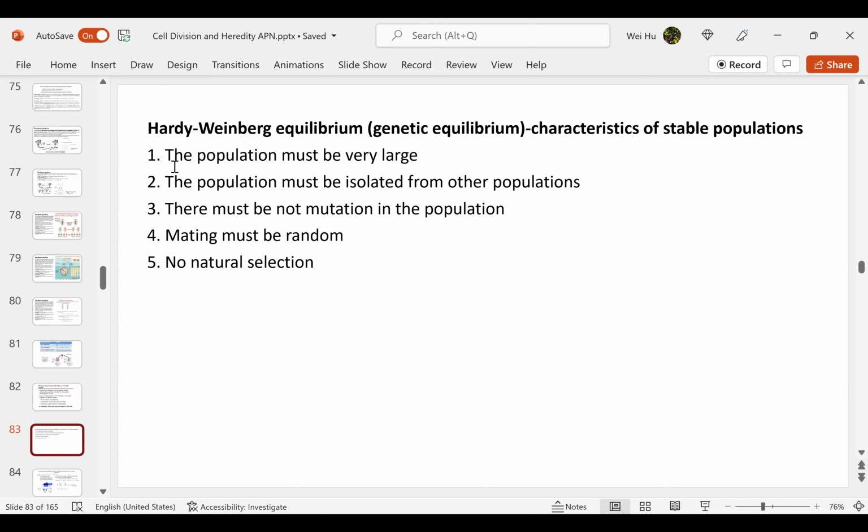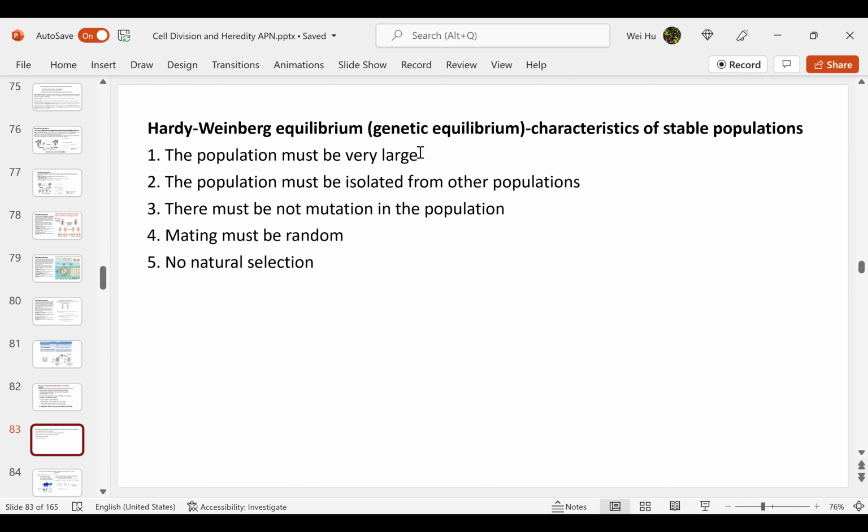Number one, you must have a very big population, so that the mathematics can be more significant. Also your population must be isolated from other populations. It means that if you only have 2 alleles, you always have 2 alleles. You don't have new alleles coming in, and you don't have mutation, because mutation can generate new alleles, right? So no mutation. And also you don't have sexual selection.